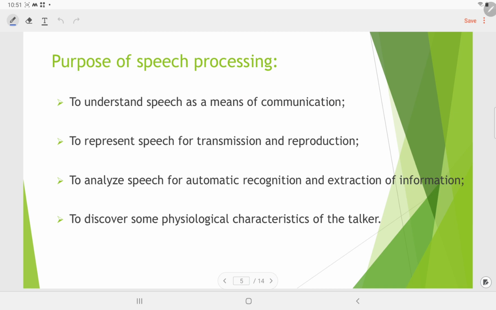Now what is the purpose of speech processing? Why do we need to study this syllabus? This syllabus is designed to understand speech as a means of communication, to represent speech for transmission and reproduction, to analyze speech for automatic recognition and extraction of information, and then to discover some psychological and physiological characteristics of the talker.